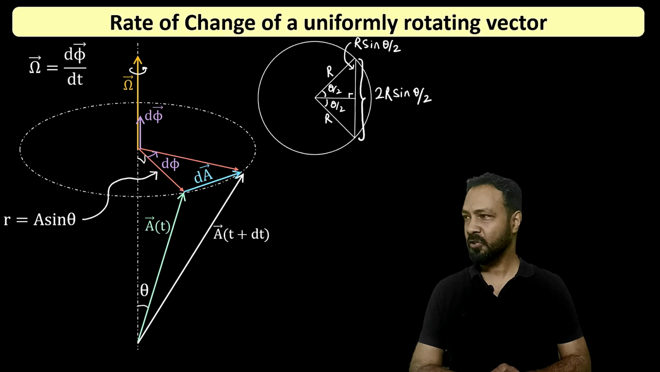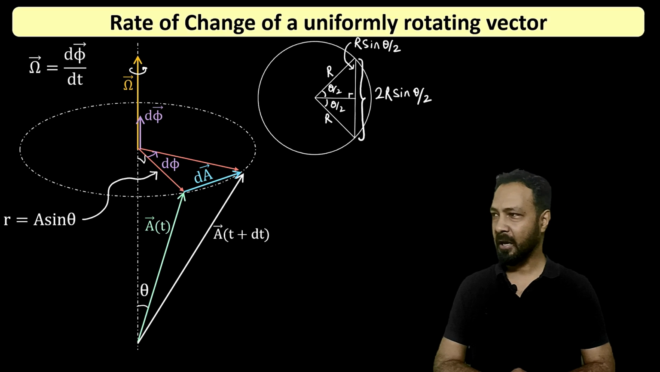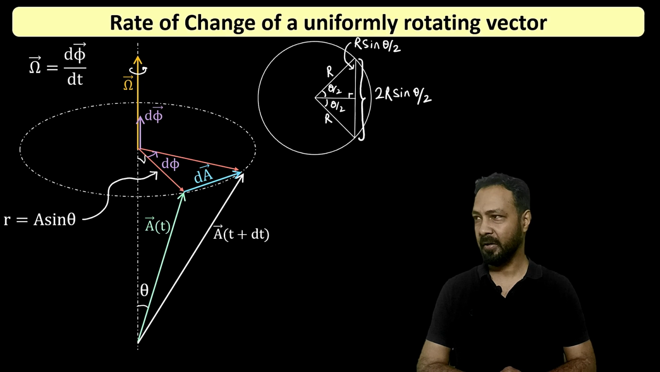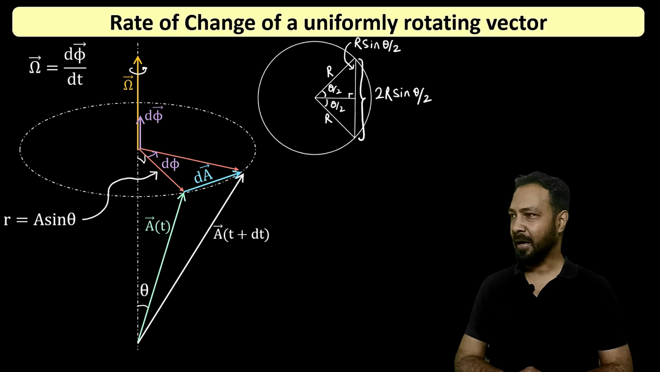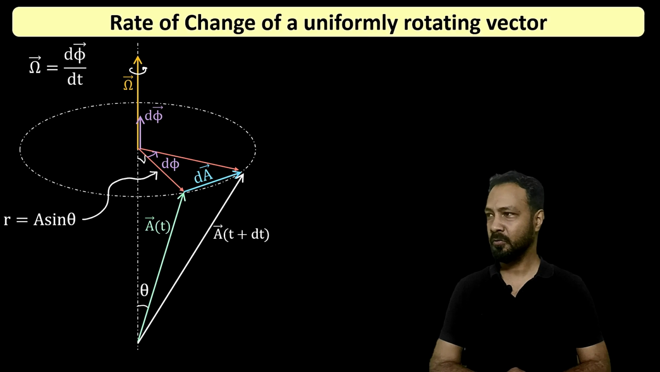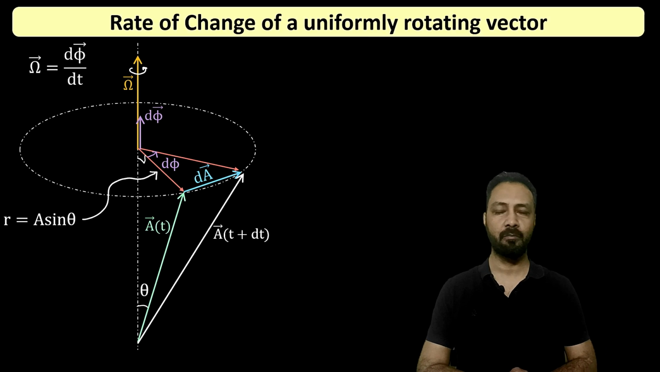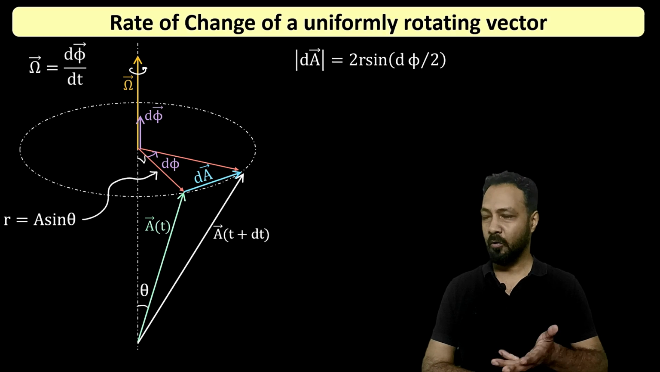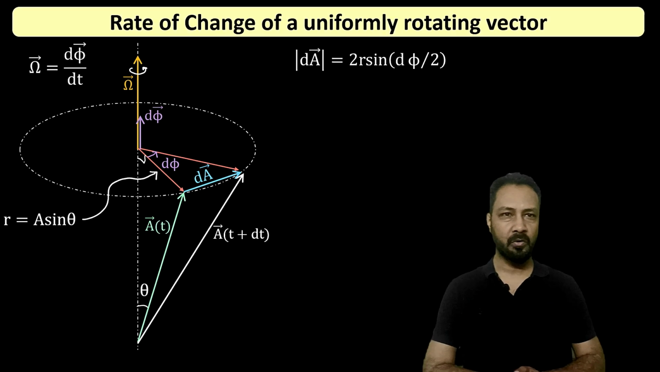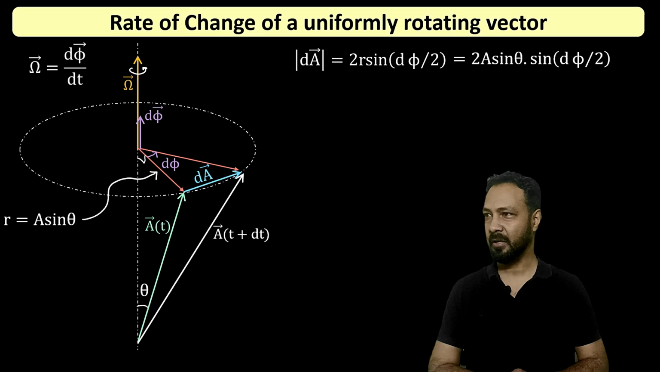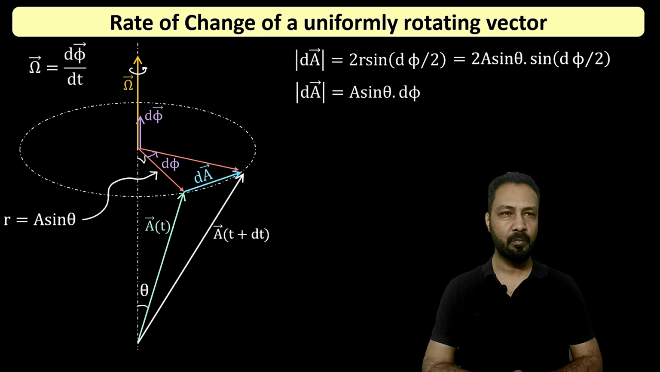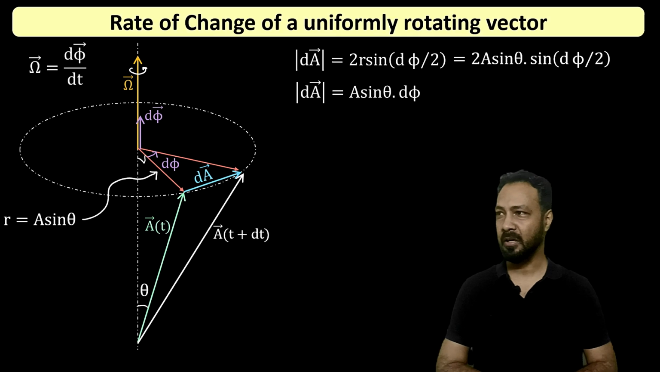So you can see that this position vector r is rotating. By the time it has rotated by angle d phi, the change in position can also be written as r dA, because that is the difference between the two positions. So the magnitude of dA from this diagram I can also write as 2r sine d phi by 2. And now put the value of r, and we'll take the obvious approximation that the angle is very small and measured in radians, so sine theta can be written as theta. Using that approximation I can approximate the magnitude of dA vector to be A sine theta d phi.